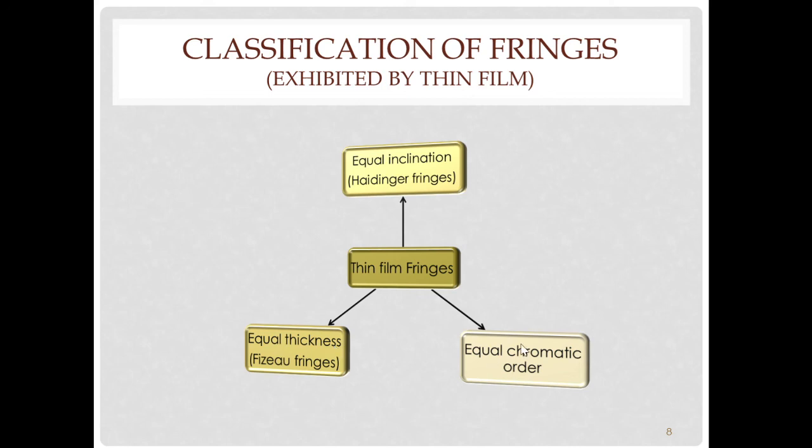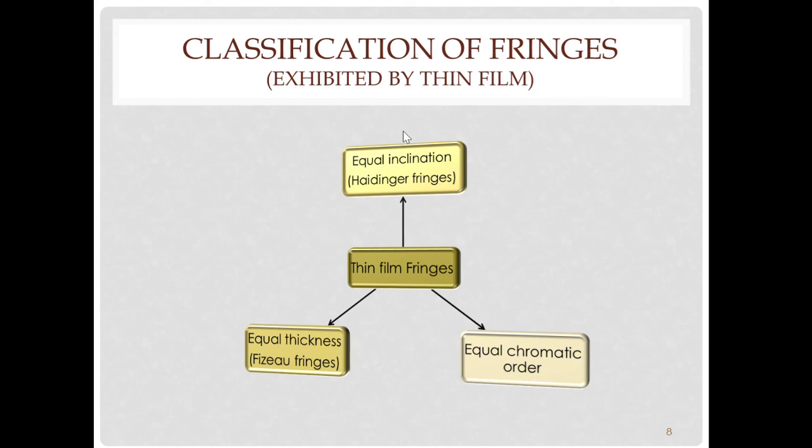And the third category is the fringes of equal chromatic order. In this case, mu t and r are constant, and each fringe corresponds to a particular wavelength lambda, and a color pattern of fringes will be observed. These are called fringes of equal chromatic order.